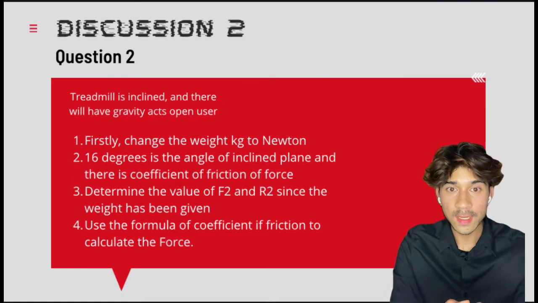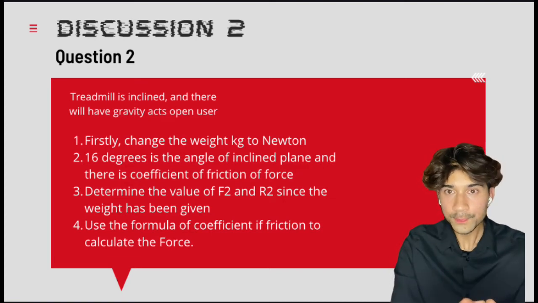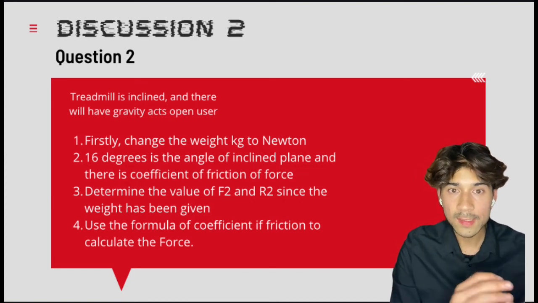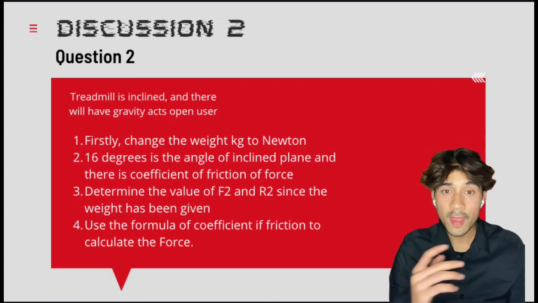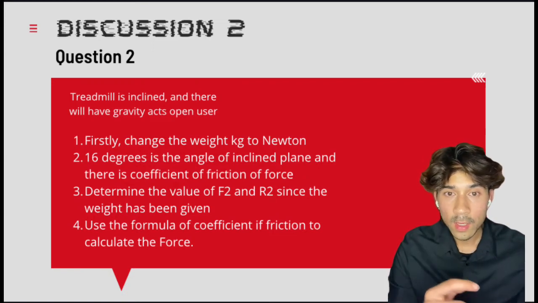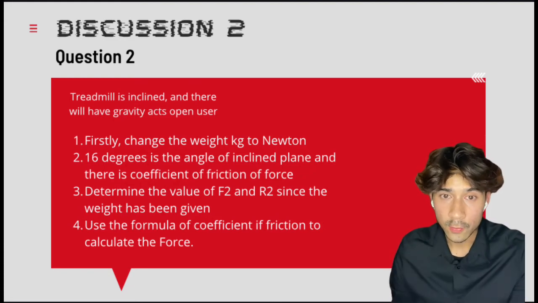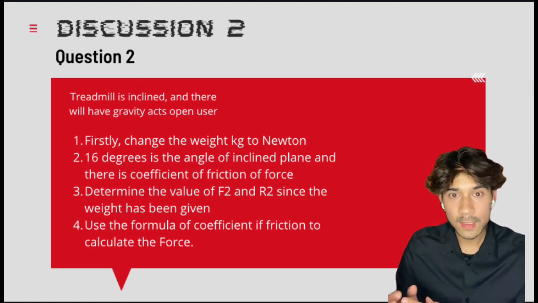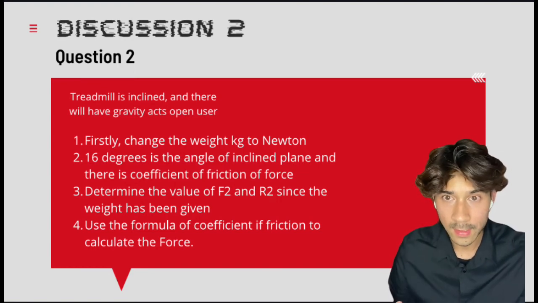Moving on to the second discussion. The second discussion is about the treadmill and the inclined plane. The treadmill is inclined and gravity acts upon the treadmill and upon the user. First of all, we have to change the weight of the user from kg into Newton. So the weight of the user will be multiplied by 9.81, which is the value of gravity.